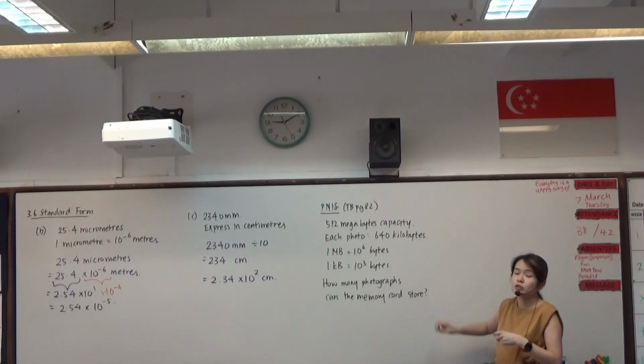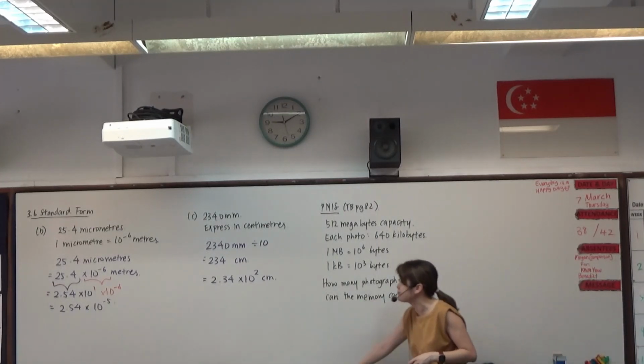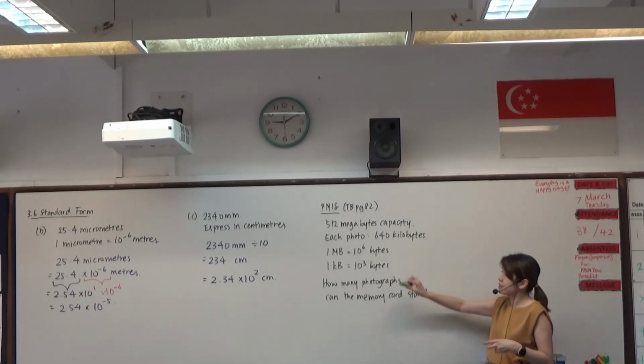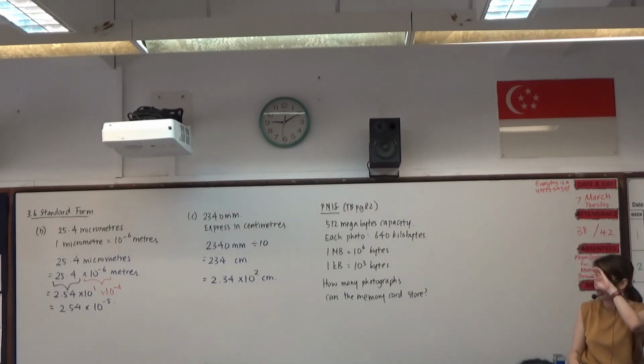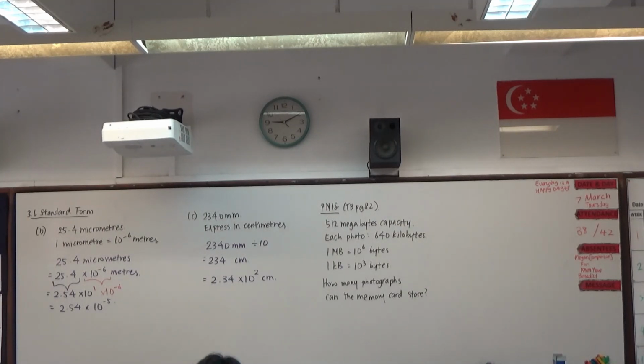Each photo is 640 kilobytes. They gave the conversion from megabytes to bytes as well as from kilobytes to bytes. The question asks how many photographs can the memory card store? What will you do, Jacob? I already read it to the whole class.